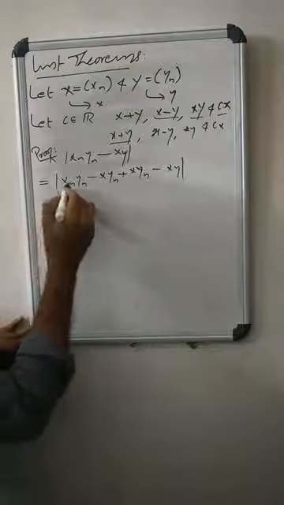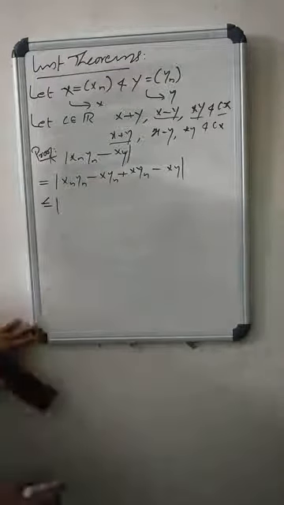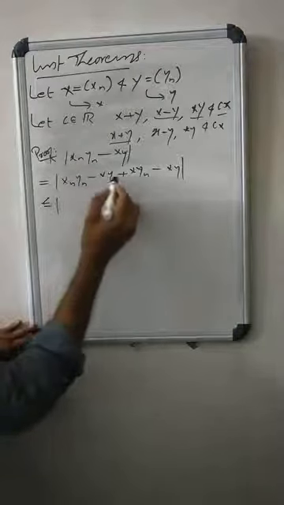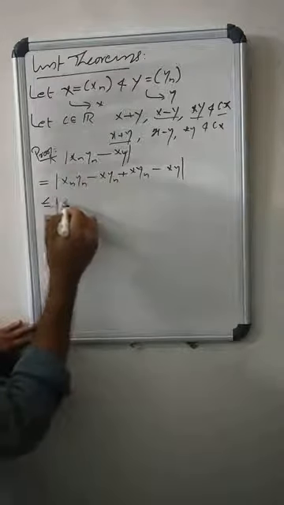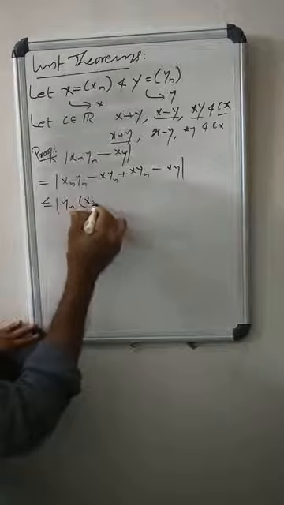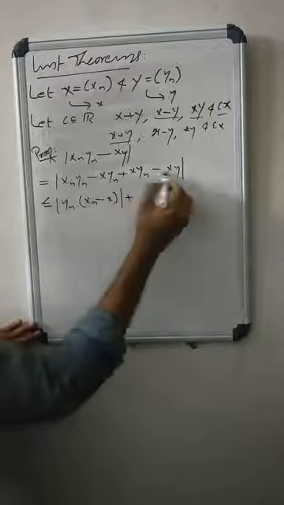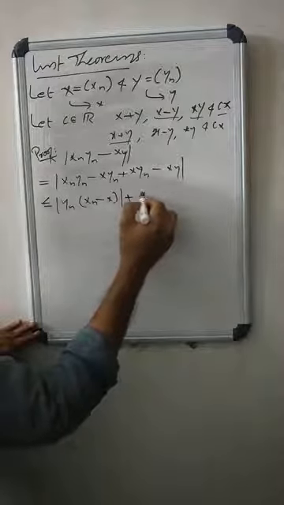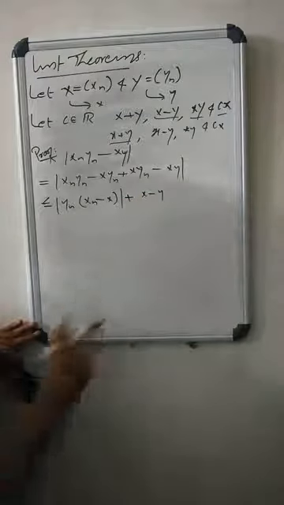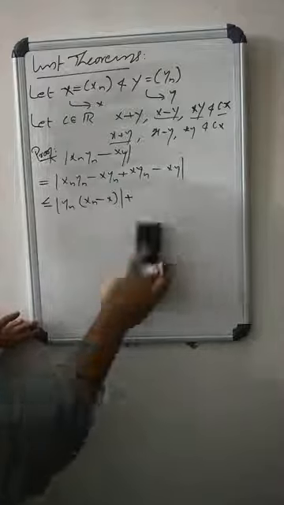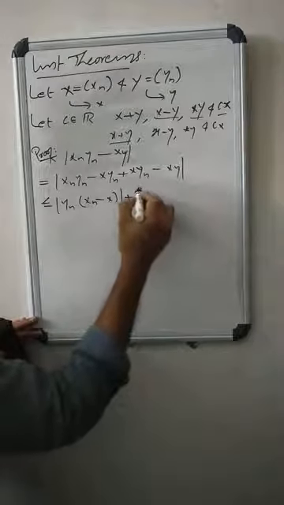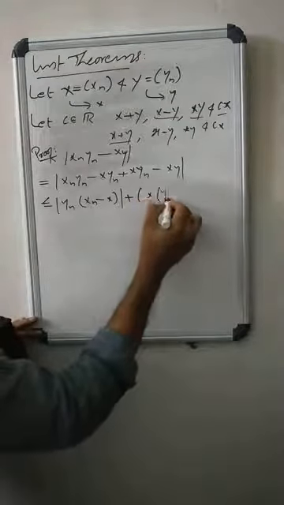That is less than or equal to modulus of xn yn minus x yn plus modulus of x yn minus xy. Here yn is common, so that is modulus of yn into modulus of xn minus x, plus modulus of x into modulus of yn minus y.